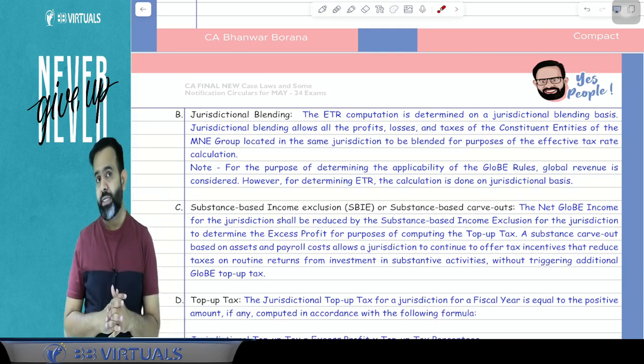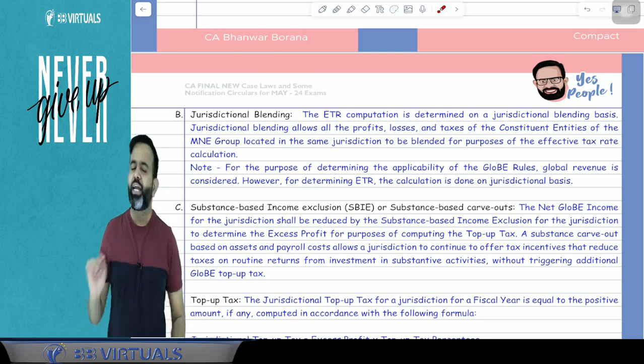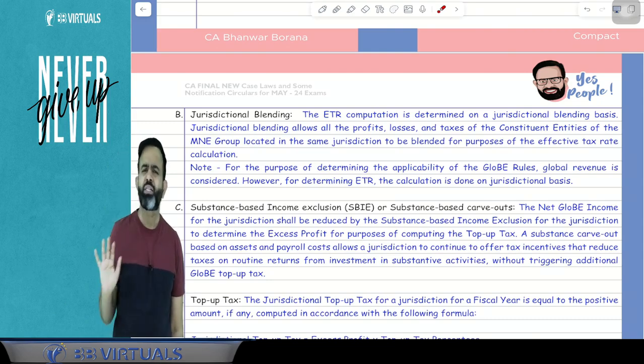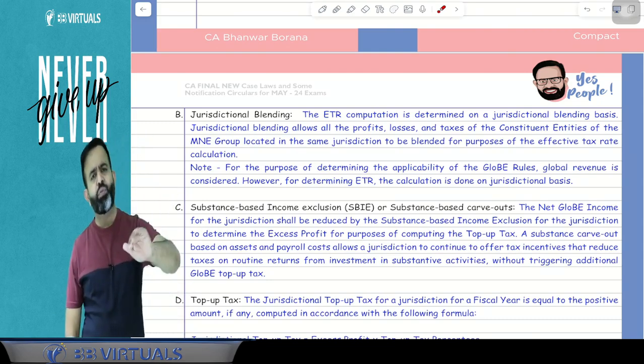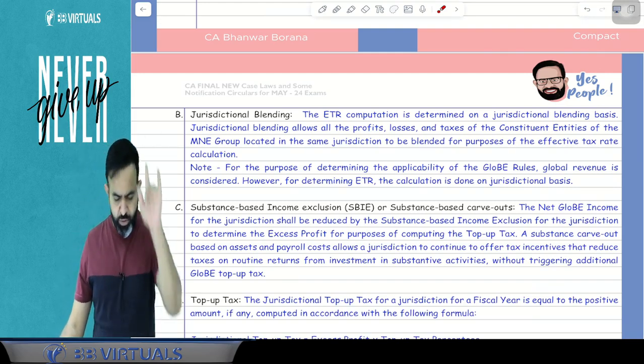The right answer is yes. Jurisdictional blending is allowed. You do the jurisdictional blending, and after that you check whether the effective tax rate is below 15% or 15% or more. If it is 15% or more, there is no issue, but if it is below 15%, then that country will charge the top up tax. You got my point or not?